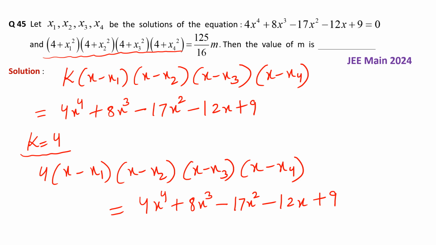Now to create this particular expression, what we can do? First of all, we will create an expression like (x1 + 2i)(x2 + 2i)(x3 + 2i)(x4 + 2i). And then we will create another expression of the form (x1 - 2i)(x2 - 2i)(x3 - 2i)(x4 - 2i), and then we will multiply both of these expressions to create this particular expression. Fine. So this is the idea which we are going to use. Now we move further.